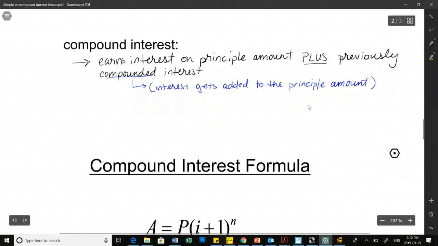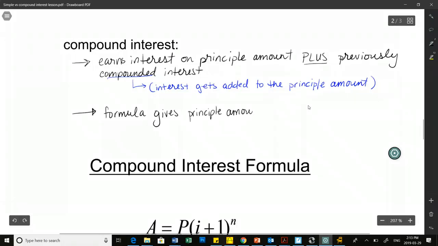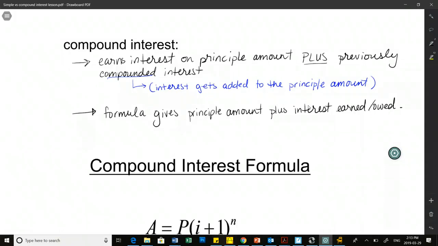The other big difference from the I equals PRT formula we were just working with is that the compound interest formula gives us the total amount that is owed or earned in that particular investment or account. So the formula gives the final value of the principal amount plus all of the interest, whereas simple interest only gives us the interest earned or owed. So our compound interest formula also adds the principal amount to that value.